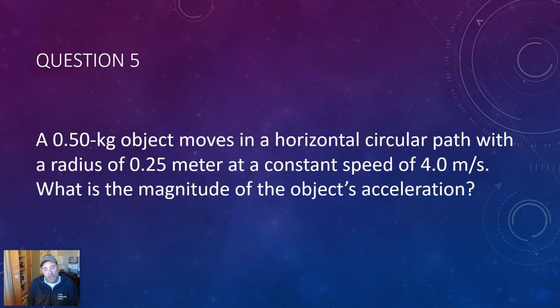All right, a couple more questions here to get us going. If I have a 0.5 kilogram object that moves in a horizontal circular path with a radius of 0.25 meters at a constant speed of 4 meters per second, what is the magnitude of the object's acceleration? So 0.5 kilogram object moving in a horizontal circular path with a radius of 0.25 meters at a constant speed of 4 meters per second. What's the magnitude of the object's acceleration?